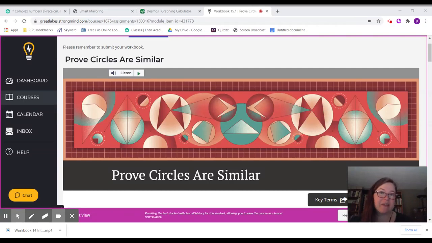Hi, this is 15.1, workbook 15 total, and we are going to be talking about circles. This first one is about proofs that circles are similar.